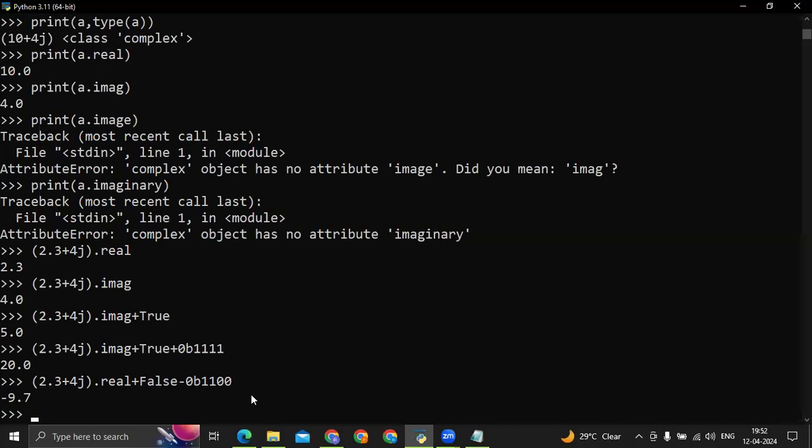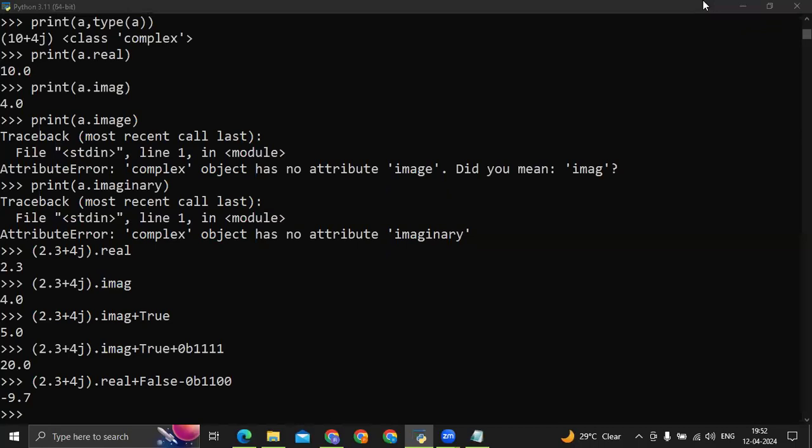Let's see. It's minus 9.7. See, it's 2.3 plus False. False means zero. What are you considering it? It's minus 9.7 because it will subtract 12 here.